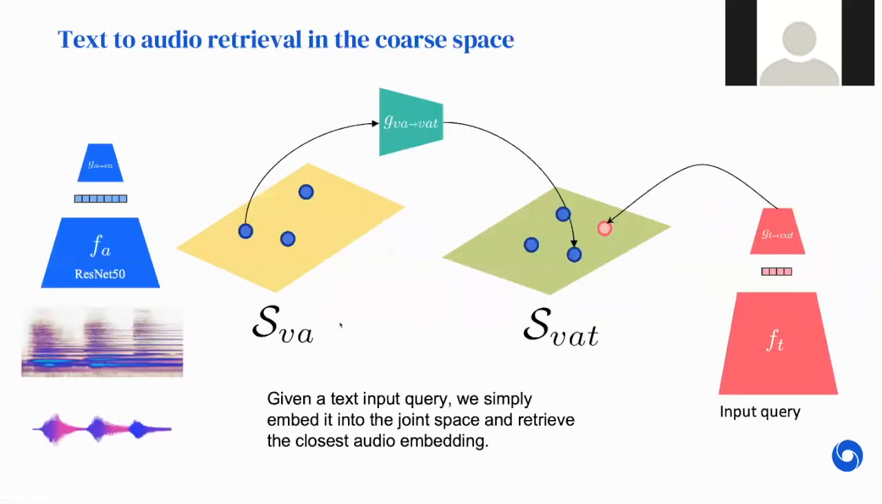Another thing that is interesting is, we had not trained directly with text to audio, but thanks to our design, we can do it. Basically, given a text input query, we can simply embed it into the joint space and retrieve the closest audio embedding. You take an audio, project it first into the video audio space that we had learned before, and use the projection that was only trained with video to project the audio embedding into the joint text, video, and audio embedding. And again, we can do text to audio retrieval by doing so.